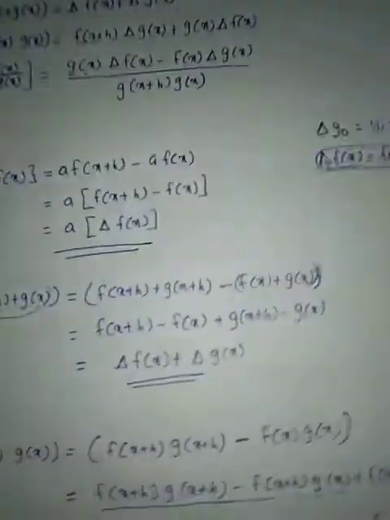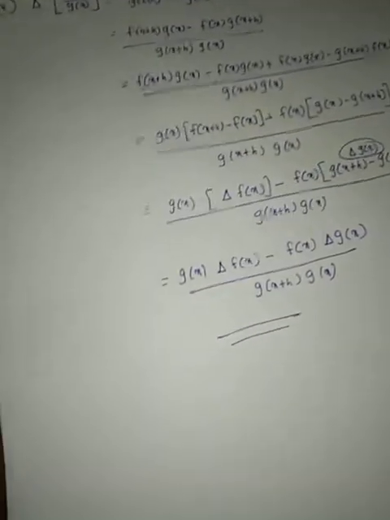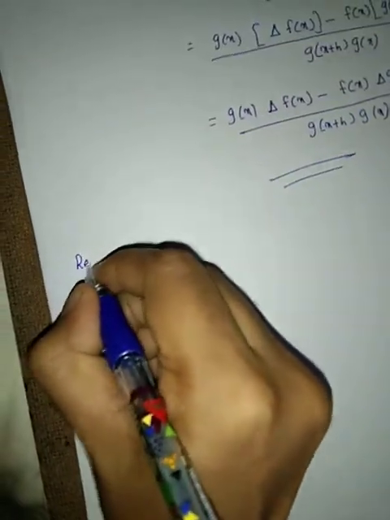Hence the result, g of x delta f of x minus f of x delta g of x plus h g of x. Okay, then the next result is result 2.